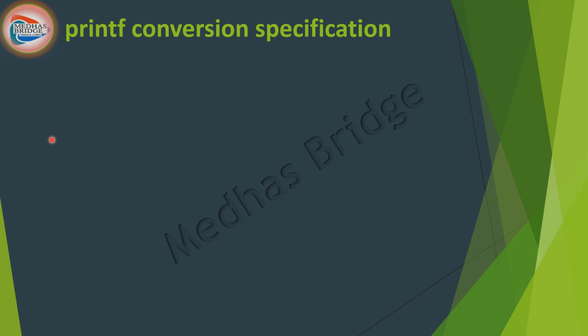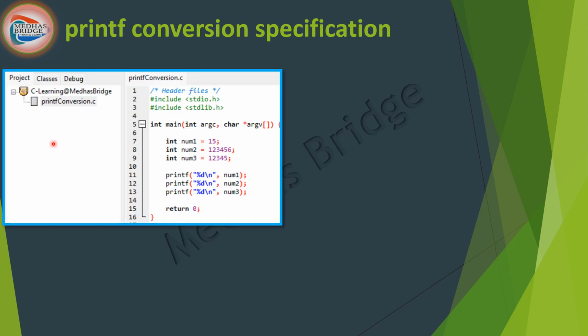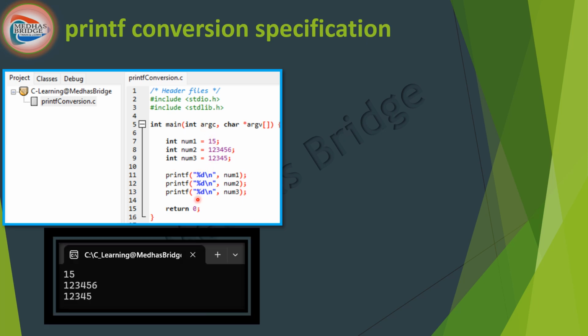Let's look at the previous two examples at one shot. This is what we see with %d, right? And here is the output. What we are saying is print as a decimal integer. %d is a conversion specification for the printf function.